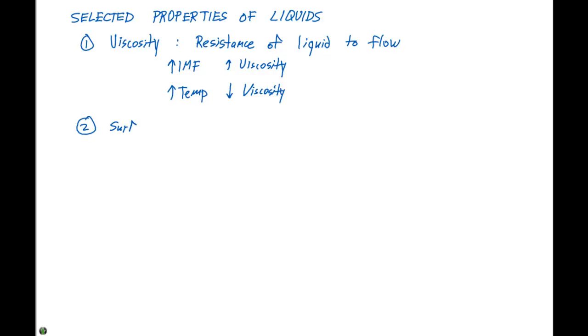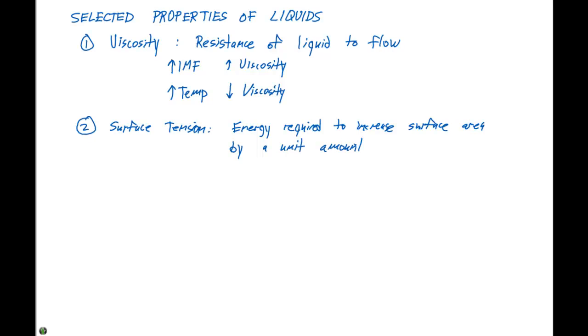The second is surface tension. And surface tension can be defined as the energy required to increase surface area by a unit amount. So this is your generic textbook definition, but what on earth does that mean?